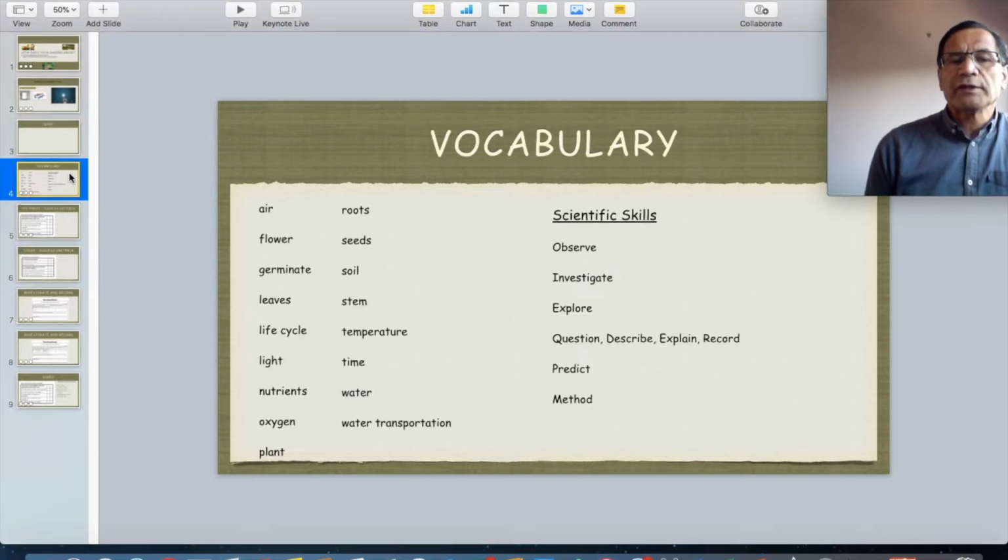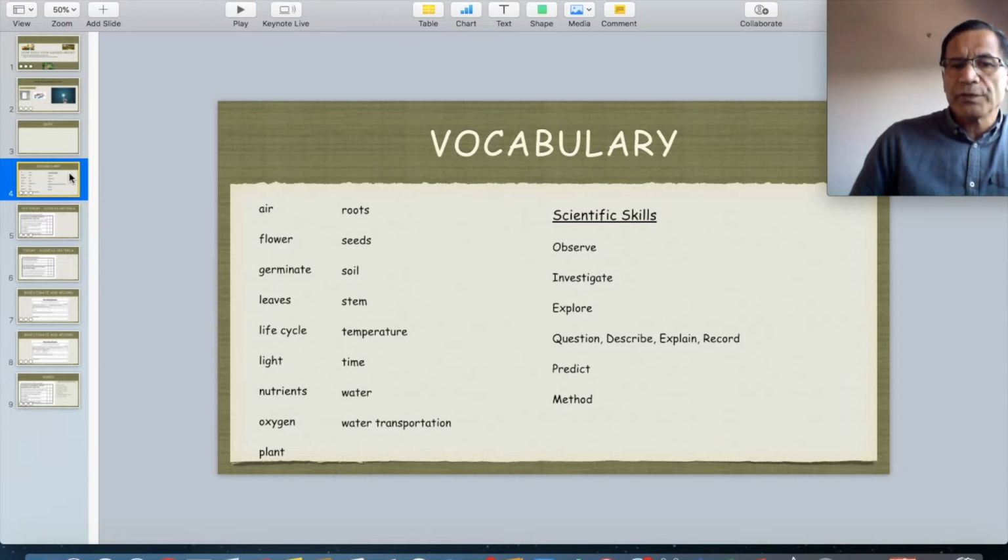Now last week we did look at vocabulary. So we've got vocabulary that you'll use when you're writing anything about the investigations that we're doing. So it's vocabulary that you would insert into your work, like air, flower, germinate. It helps if you actually understand what those words mean. So as we go along, you should be building up not just the knowledge of the words, but an understanding of the scientific vocabulary. And last week we also discussed scientific skills.